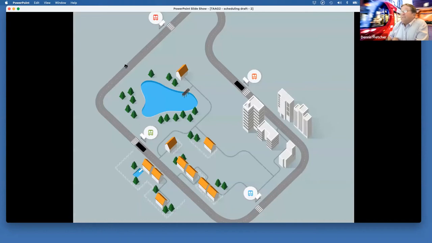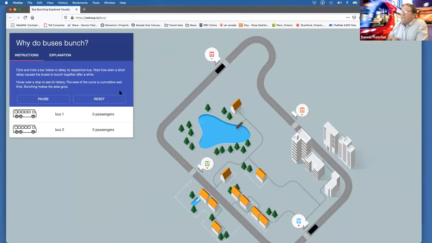Let's look at an example. This is a simulation of a route with two buses. The buses are evenly spaced, they are 4 seconds apart, and the route takes 8 seconds to complete. Passengers are arriving at each stop, the little dots at the stop, at a rate of about three passengers in each bus interval. As long as the buses are not delayed, they stay on time. And the passenger boarding times and travel times stay consistent.